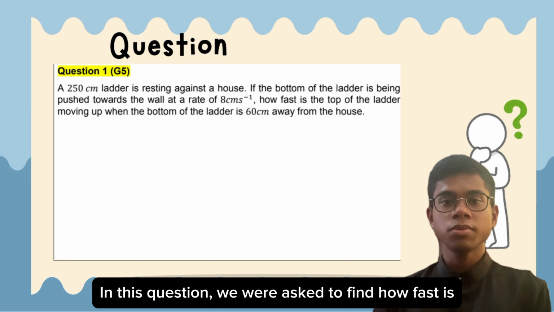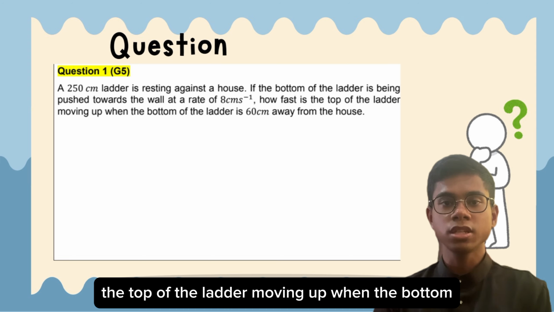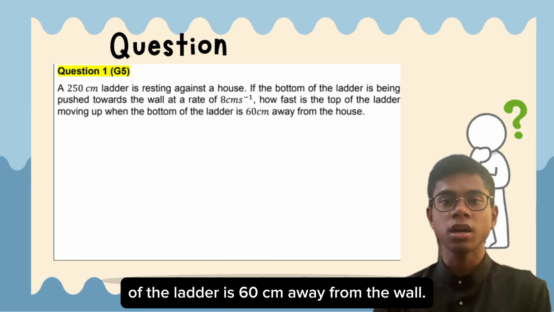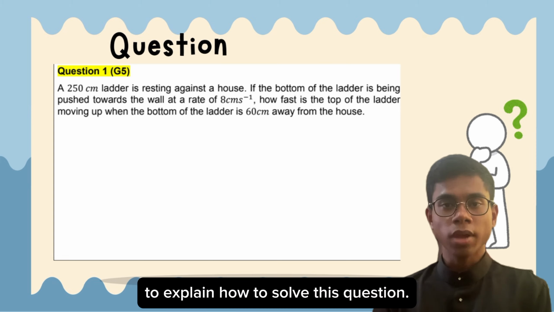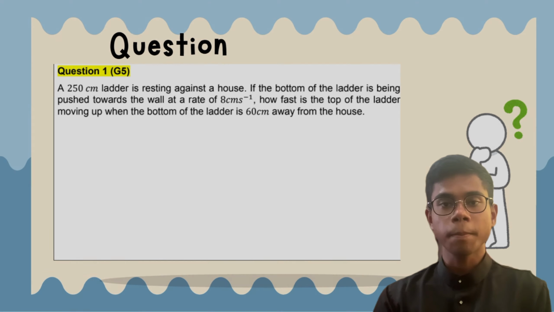In this question, we will ask it to find how fast is the top of the ladder moving up when the bottom of the ladder is 60 cm away from the wall. I will pass to Ikwan to explain how to solve this question.